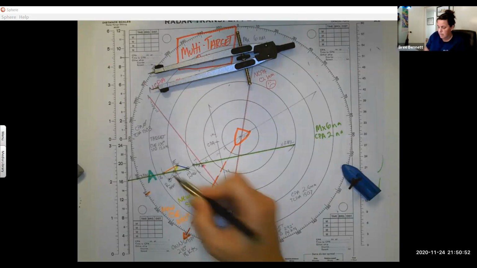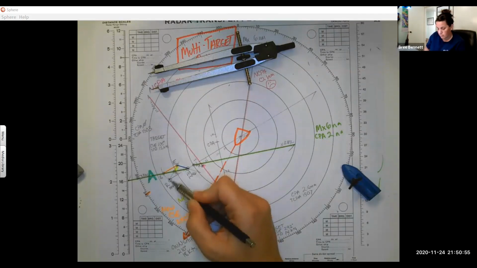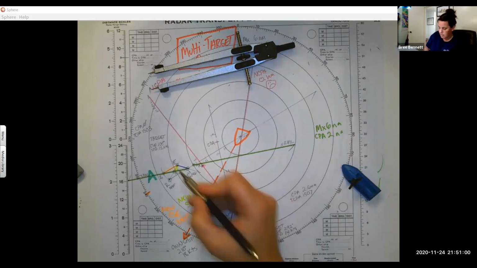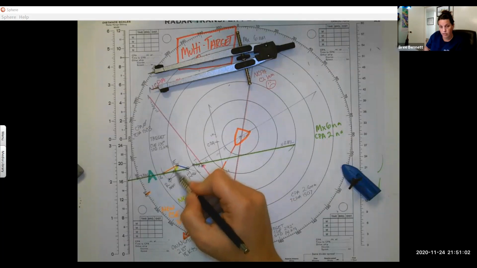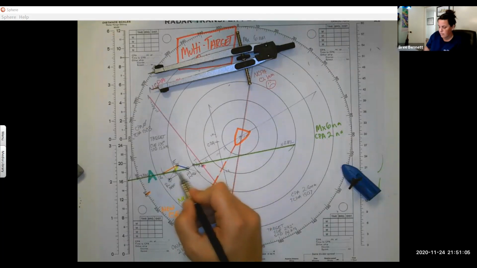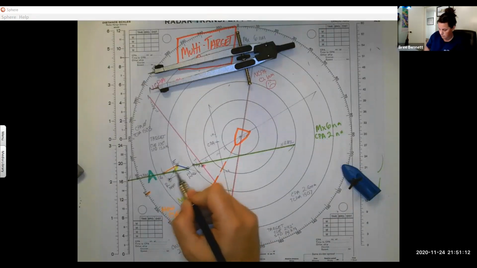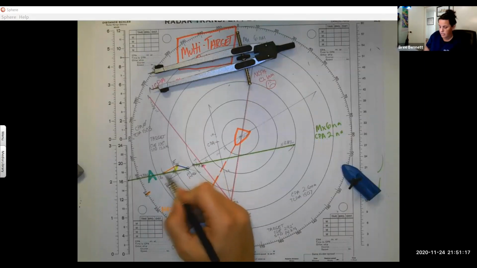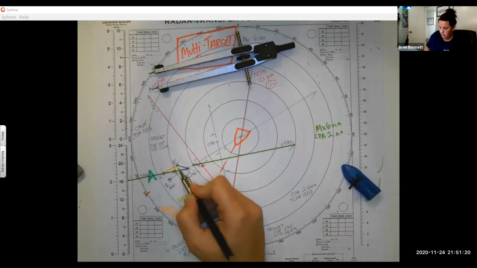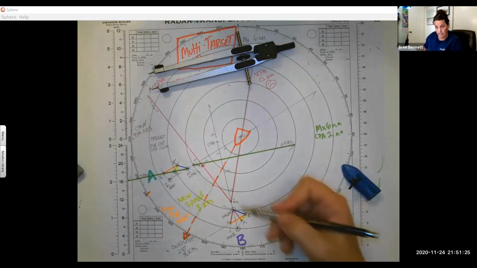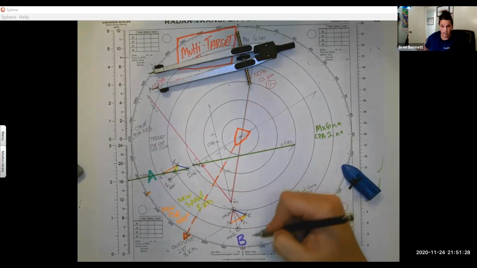Option B is to maintain my course. This is my original course of 210, to maintain that course, but slow down. If I maintain this course, where does that course line cross my new relative motion line? That's my R prime for a speed change. So this is my E to R prime for a course change. This is my E to R prime for a speed change. So I'm going to see how things affect the other triangle.